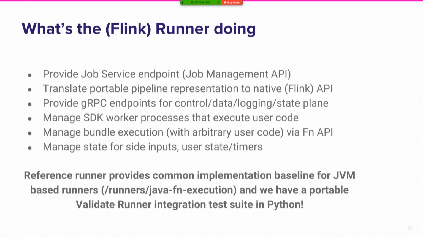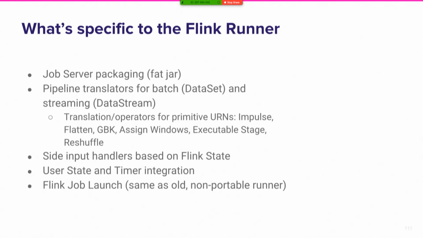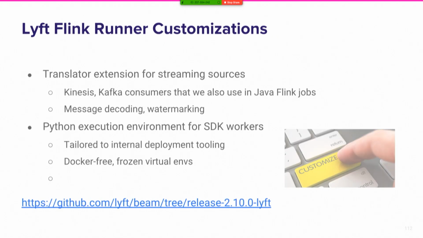The worker is really like a disposable process. It could go away at any point in time, and we could bring up a new copy, and it would resume processing. And this code is not Flink specific. Most of the code is common, so that other Java-based runners will benefit from that as well. The Flink specific things are really how we package the job server, which dependencies go in there, how the translation works from a portable pipeline to Flink, and then how state is handled and how the job is launched.